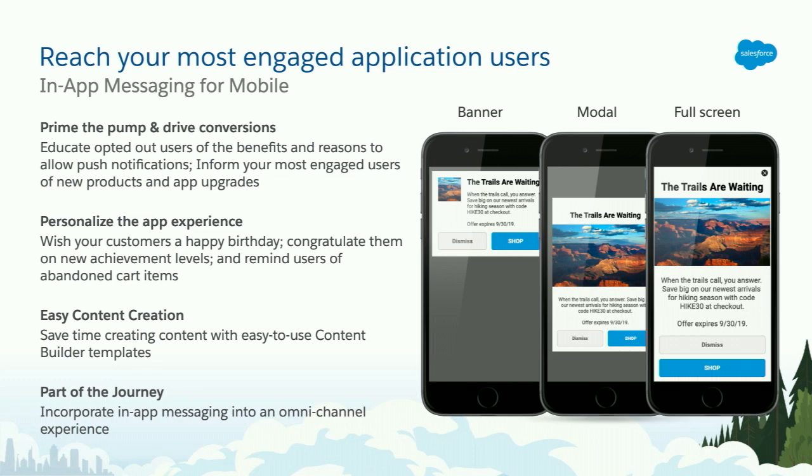So very different than a push notification. Push notifications draw you into the app, and an in-app message is shown when the user is inside the app. So it really enhances the app experience. We've built this directly into Journey Builder. So now you have the ability to add your in-app messages into your full journey with your push notifications, your SMS messages, and even your emails. We also have easy-to-use content templates available within Content Builder.